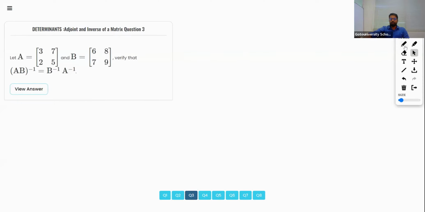Okay, so we have to prove this. How do you prove this? We have to be very careful. I am given A = [3 7; 2 5] and B = [6 8; 7 9]. So I have to find AB first.